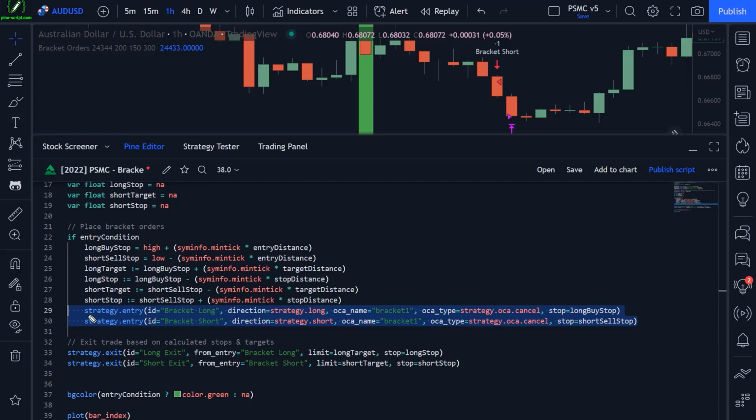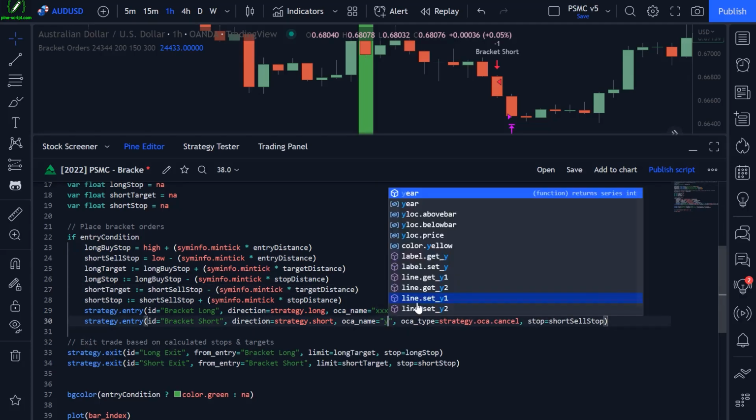So we place two strategy.entry function calls here. The first one is bracket long, the second one is bracket short. The first one's direction is long, the second one's direction is short. Now this is identical. So in order to place a one cancels all order, which is what we're doing here, we need to give the group name the same string ID. So you could call this anything you want as long as they are the same.